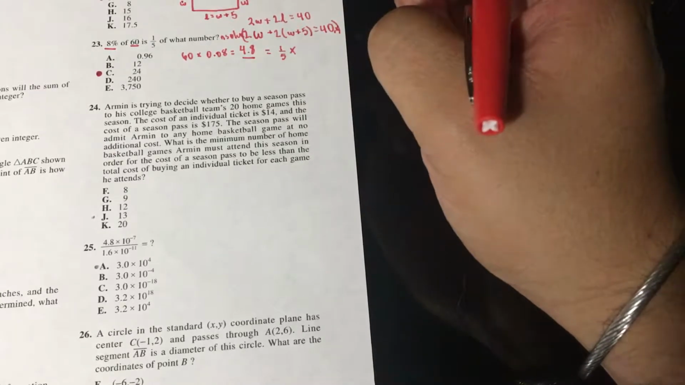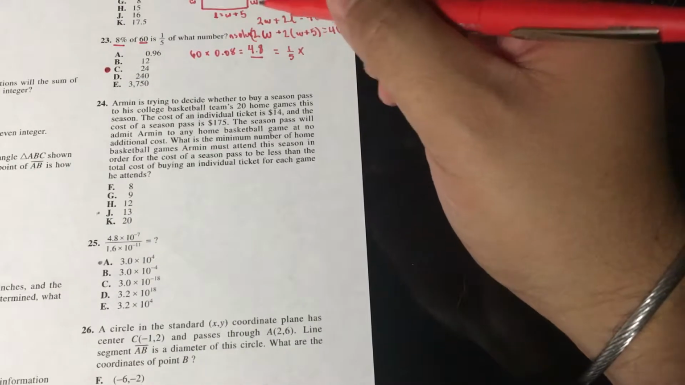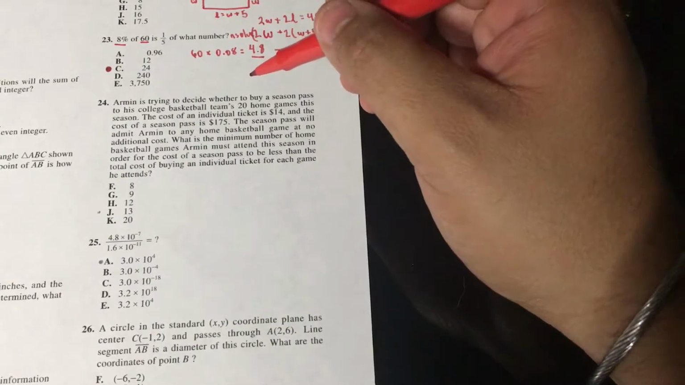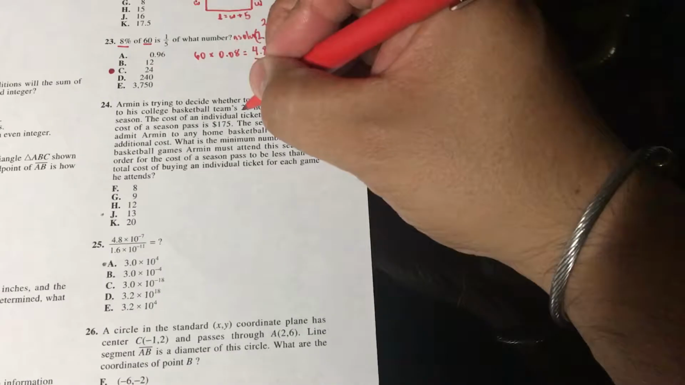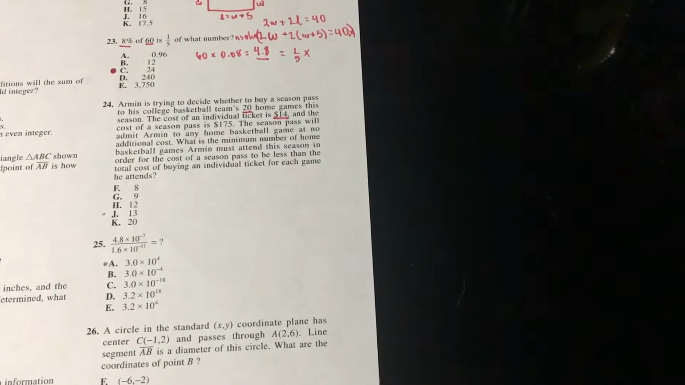I saw a lot of problems with this one, guys, and I think it's a little bit harder because there's such a big paragraph to read, and getting the info out of it is a little bit harder. Armin is trying to buy season pass tickets for 20 home games. This is actually here to throw you off, just so you know. The cost of each individual ticket is $14. The cost of a season pass is $175. The season pass will admit Armin to any home basketball game at no additional cost. What is the maximum number of basketball games Armin must attend this season in order for the cost of a season pass to be less than the cost of buying an individual ticket?